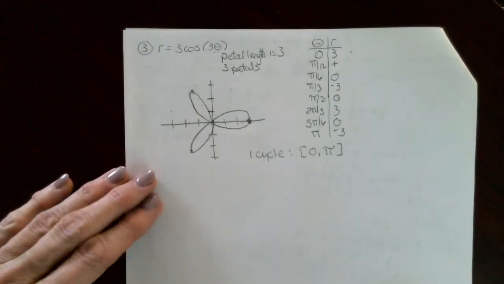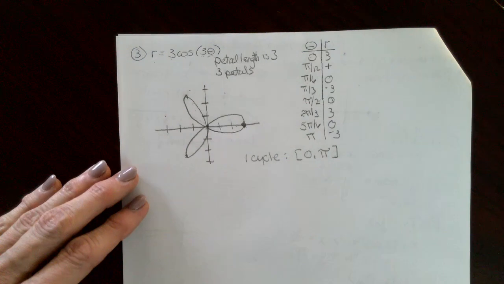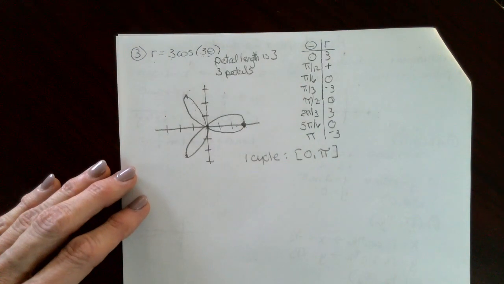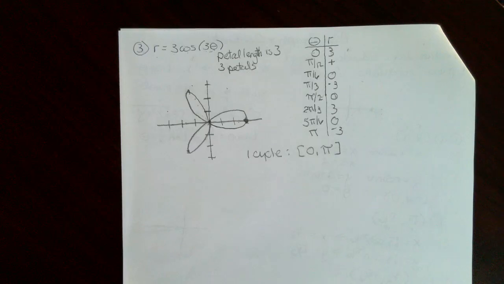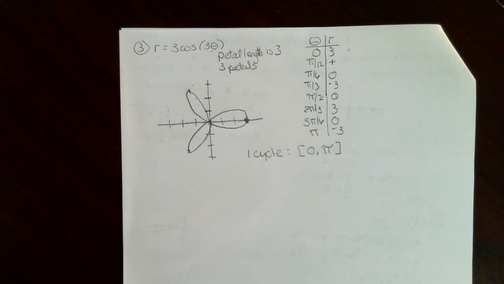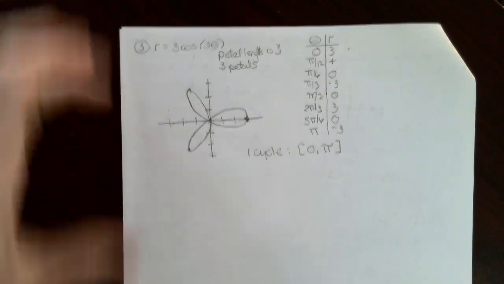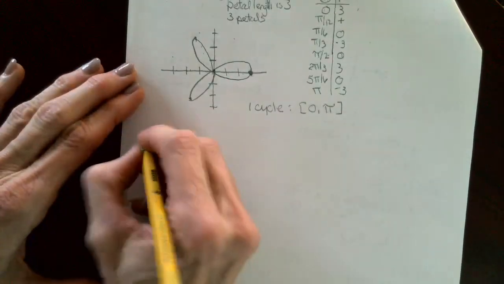Okay, isn't that a pretty rose curve that we just drew without recording? All right, so here we go. Now we're going to take this polar equation and convert it to rectangular. Okay, so here we go. This is number 4.